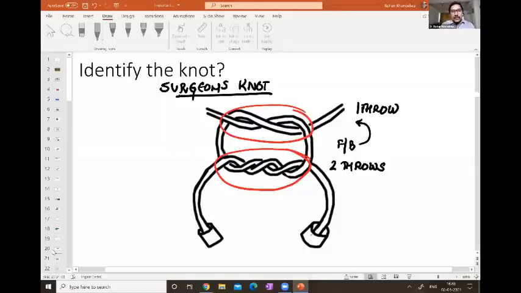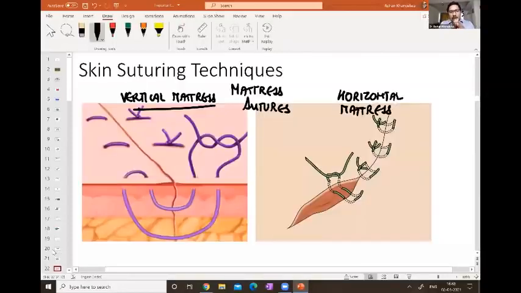Now you know that for skin suturing, we want everted edges. So to get everted edges, we can use a simple suture. But if a simple suture is not giving rise to everted edges, we will use mattress sutures. Mattress sutures are of 2 types. You have vertical mattress and you have horizontal mattress.